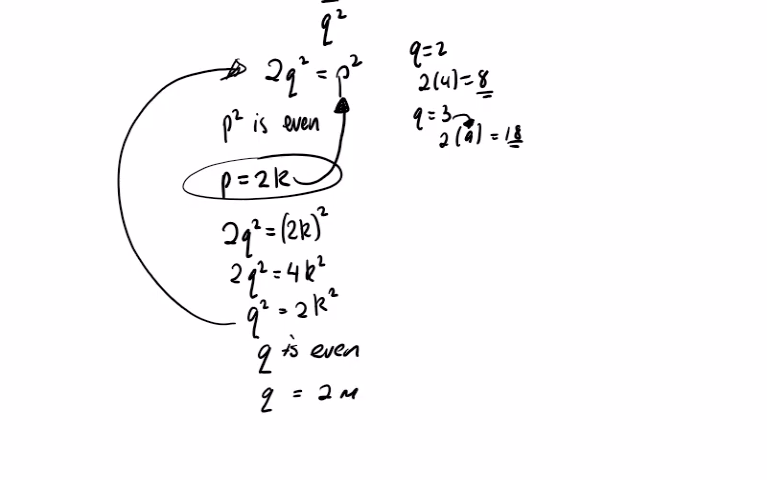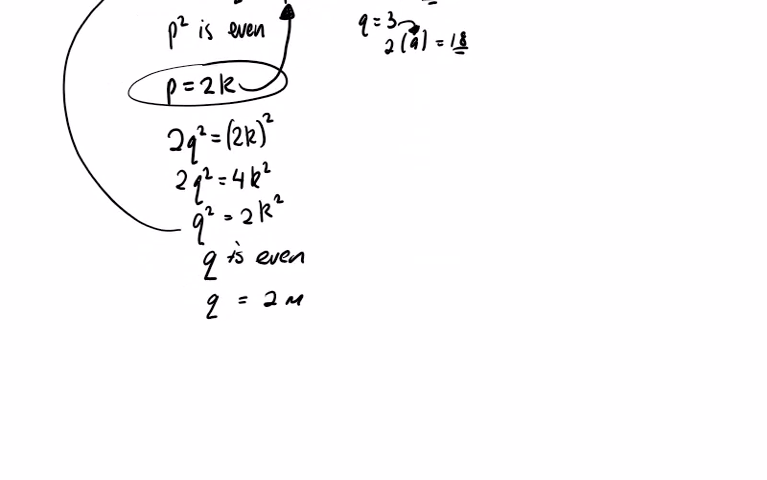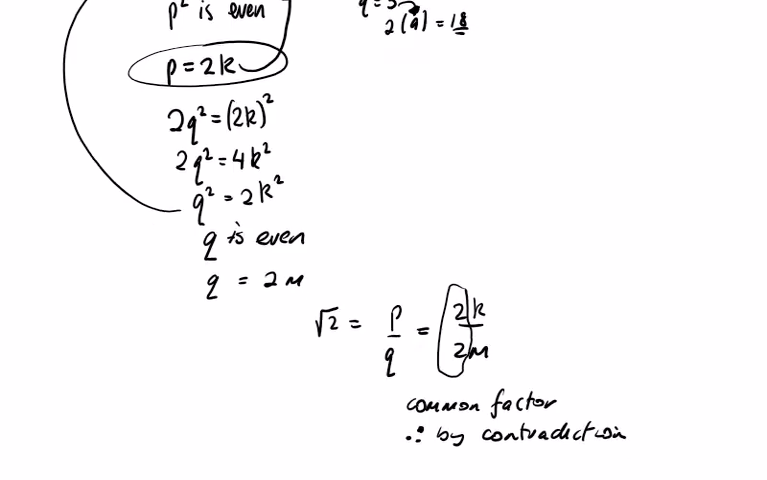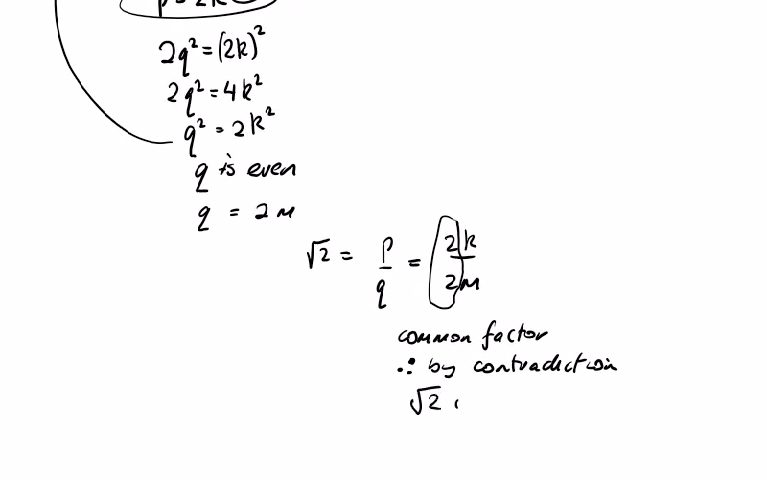So p over q from above, from the very beginning, root 2 is equal to p over q, which we now have changed into 2k over 2m. And you can see that these have a common factor of 2. So common factor. Therefore, by contradiction, we can say that root 2 is not rational.